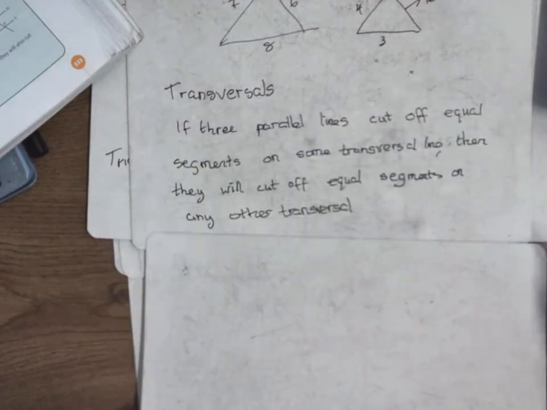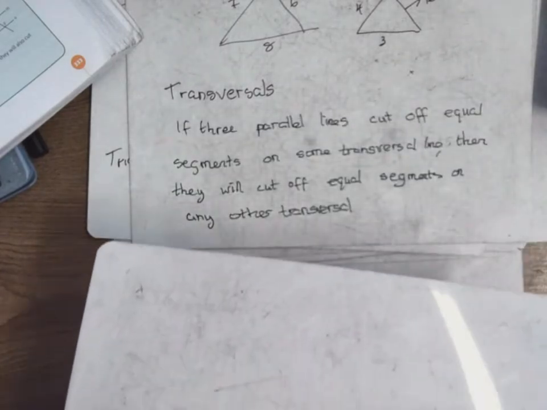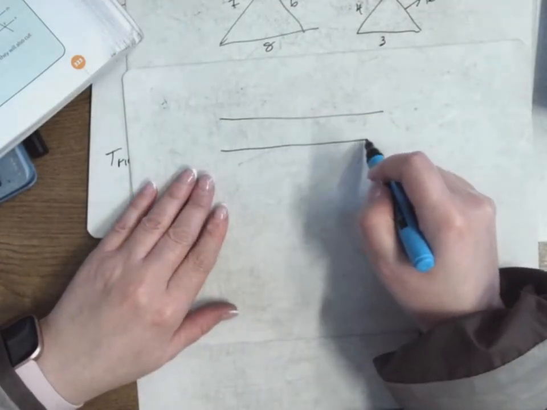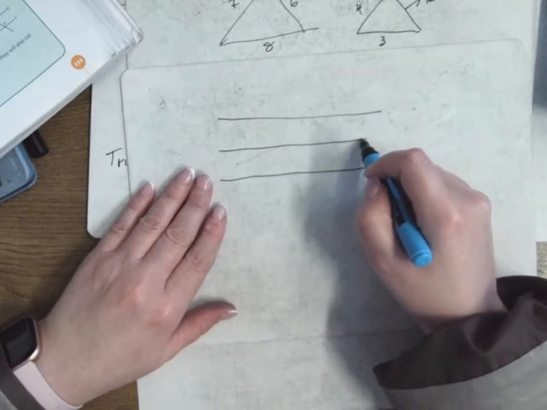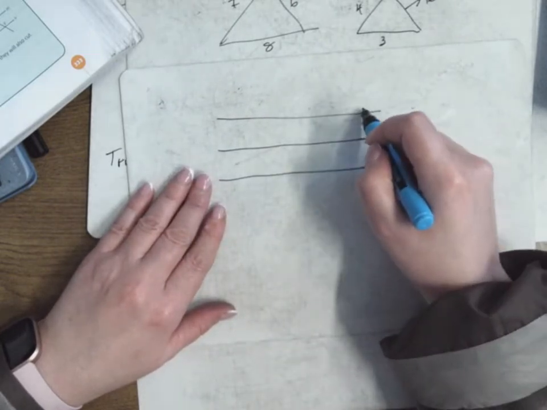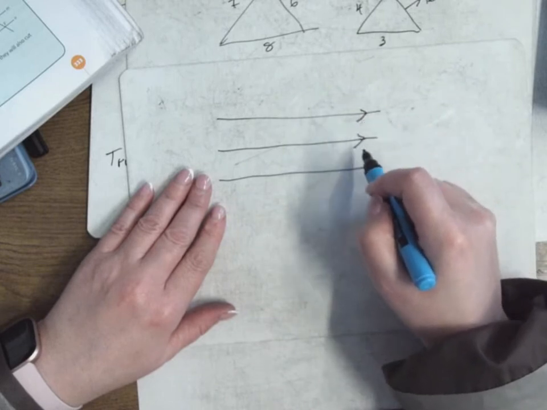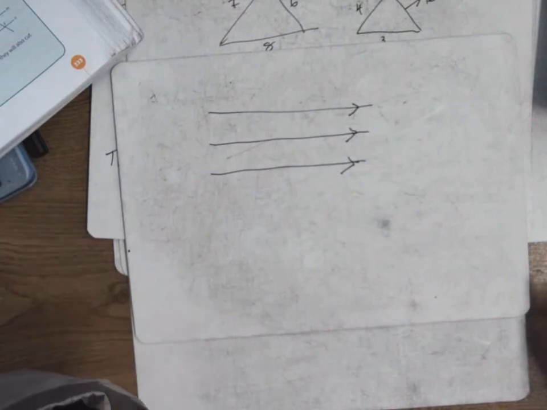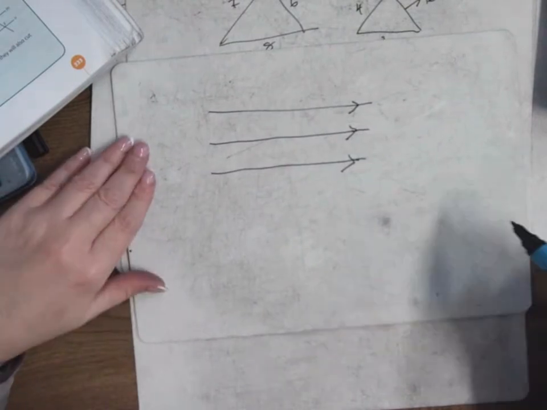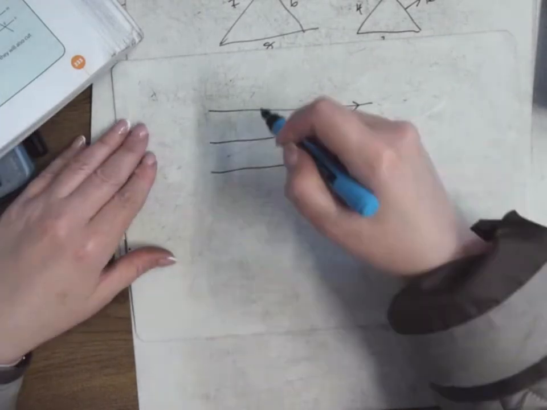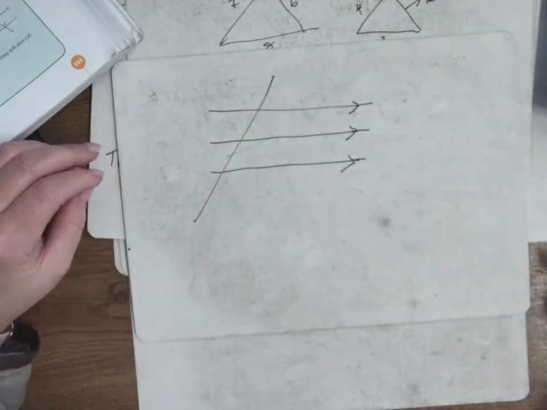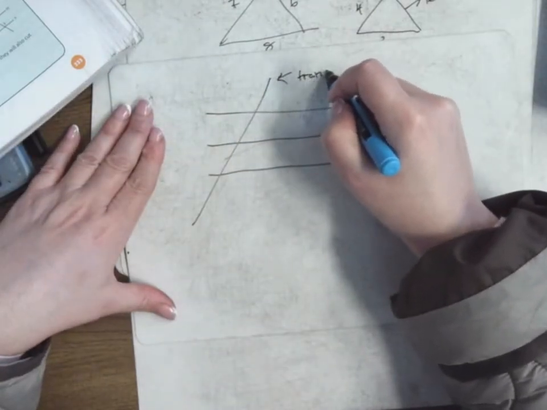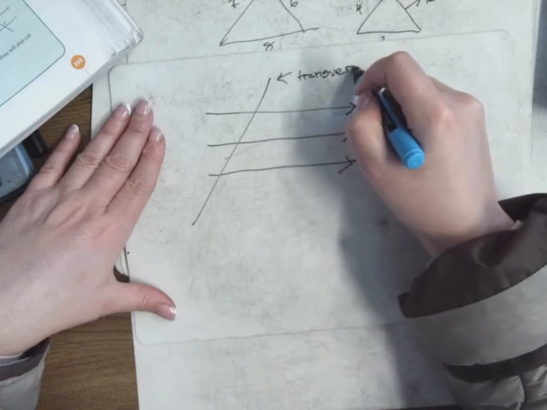What this means is, if I have three parallel lines, you all know what parallel lines are, they never meet. How we indicate parallel lines is we put an arrow on them all. If you put an arrow on the three lines, that means they're all parallel. And a transversal is just a line that crosses over all three parallel lines.